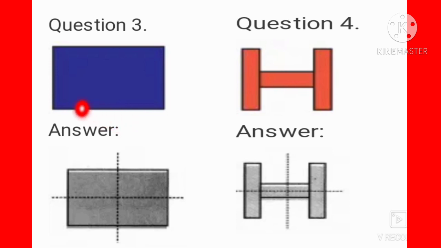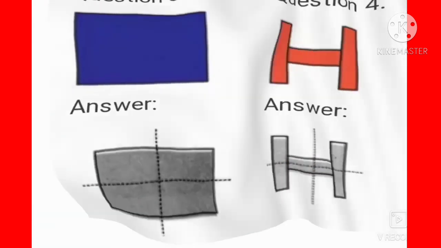We know that it is a rectangle shape. So a rectangle has two lines of symmetry, and the letter H has 1, 2. So two lines of symmetry.